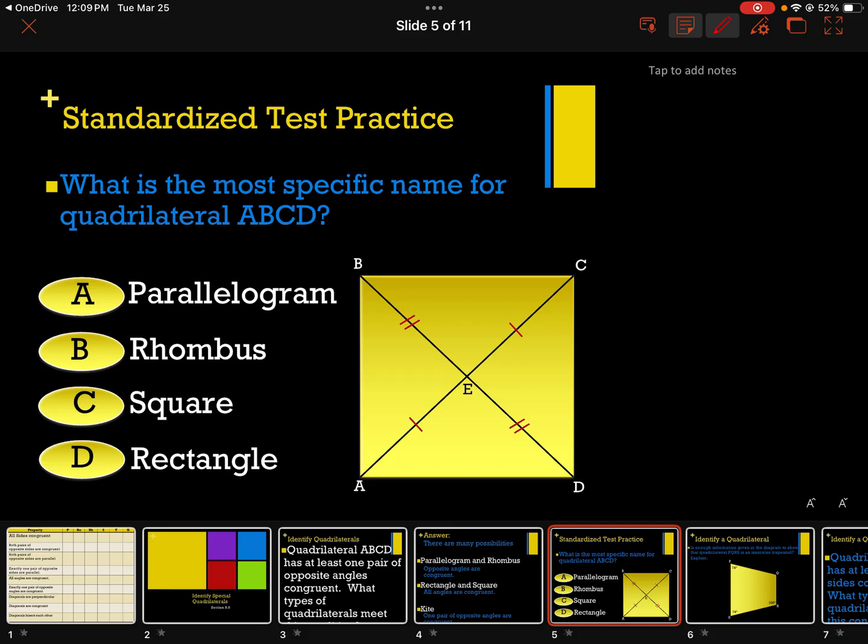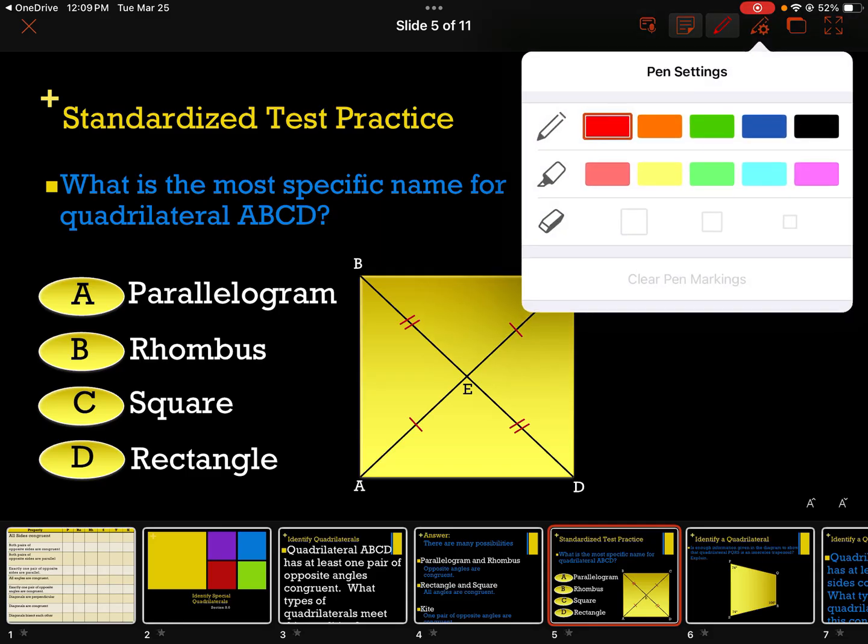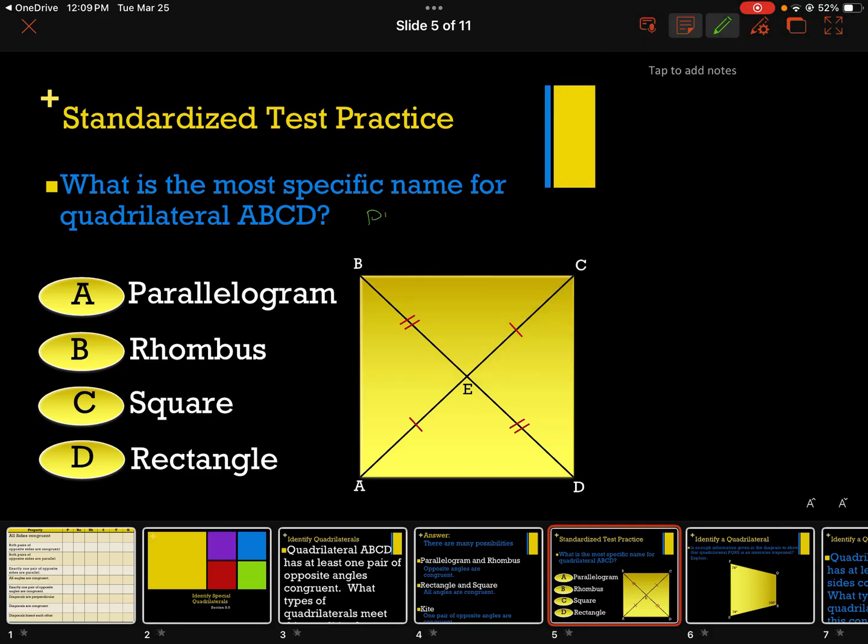Here's a practice problem. What's the most specific name for this quadrilateral ABCD? Don't focus so much on what it looks like, focus on the markings. I see diagonals that bisect each other.